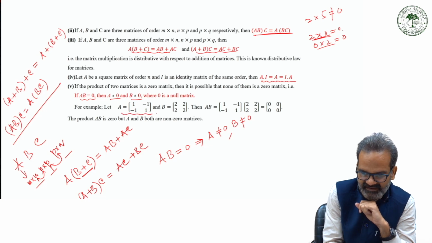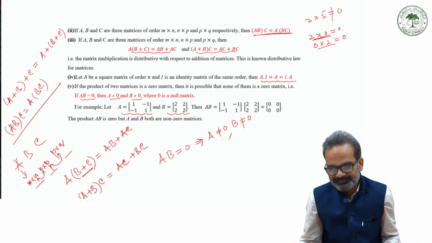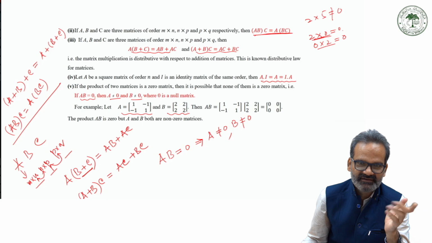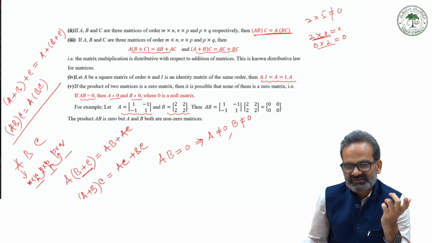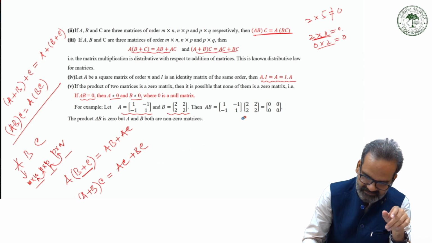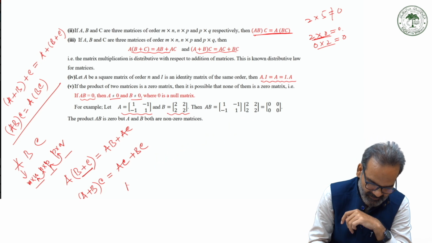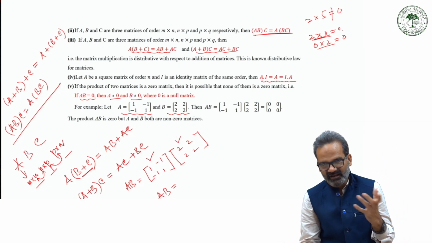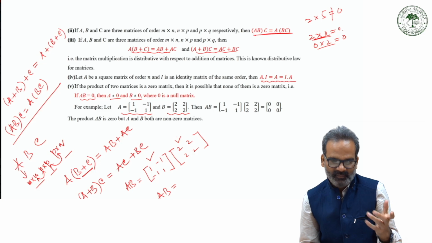This is the matrix A and this is the matrix B. Of course, A is [1, -1; -1, 1], it's a non-zero matrix. B is [2, 2; 2, 2], it's also a non-zero matrix. Now see what happens when we find out the product AB. Let us try to find out the product AB. AB is equal to [1, -1; -1, 1] times [2, 2; 2, 2], right? So the product AB. See, this is a non-zero matrix. This is also a non-zero matrix. I have told you what is a zero matrix.